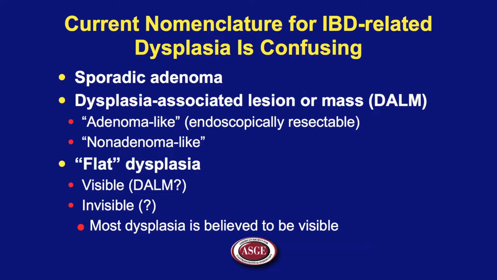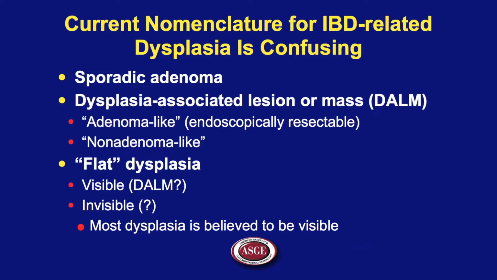The current nomenclature for IBD-related dysplasia is confusing. Adenomas occurring outside an area of disease involvement are presumed to be typical sporadic adenomas. However, dysplastic lesions or masses, referred to as DOMs, that occur within a diseased area are classified as adenoma-like or non-adenoma-like, according to whether their endoscopic appearance resembles a sporadic, endoscopically resectable adenoma or not.